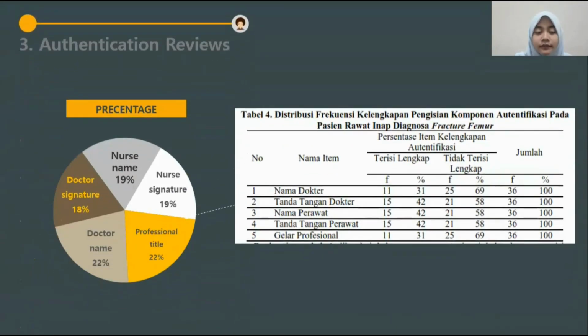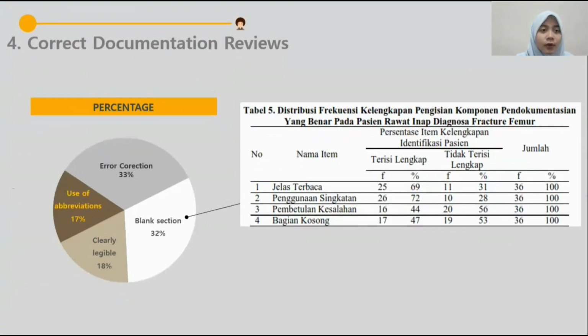3. Authentication review. This is the percentage of the data. The highest is the doctor's name and the professional title. It means the doctor's name and the professional title are items that are often left empty. 4. Correct documentation review. This is the percentage of the data. The highest is the error correction. It means the error correction is an item that is often left empty.